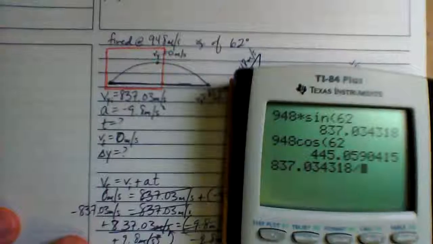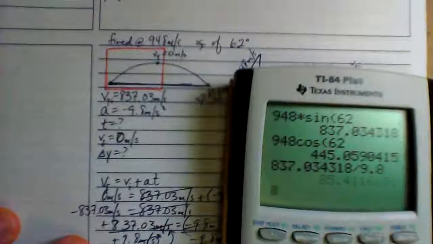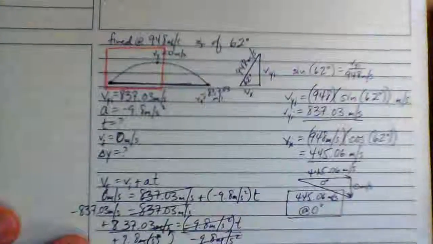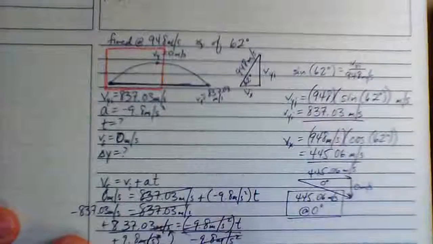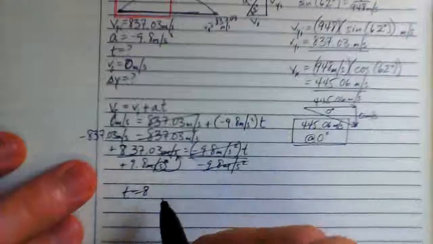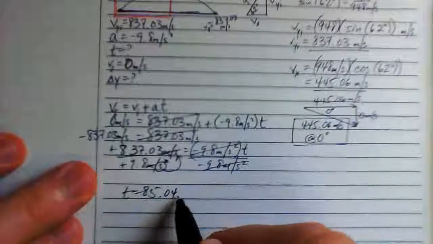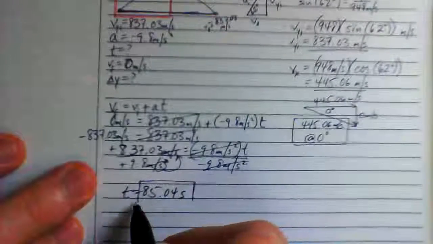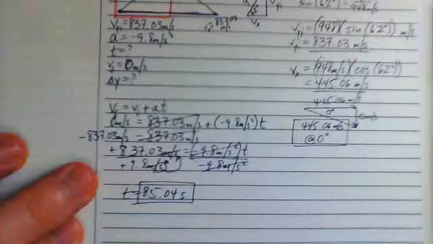837.03 divided by 9.8, and that gives us 85.04 seconds. So time equals 85.04 seconds to maximum height.